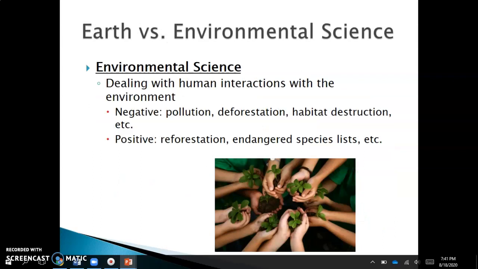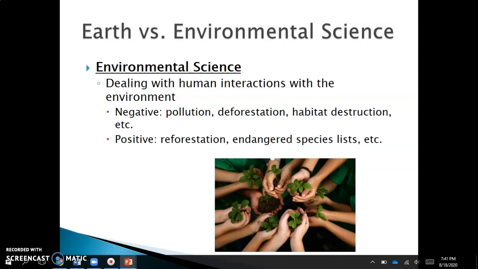And then just to reiterate, Earth versus environmental science. Earth science is the study of the actual natural processes, and then environmental science is dealing with the human interactions with the environment. So these can be negative or they can be positive. So some negative impacts that humans have on our environment are pollution, deforestation, habitat destruction, so that we can build malls and apartments and houses.